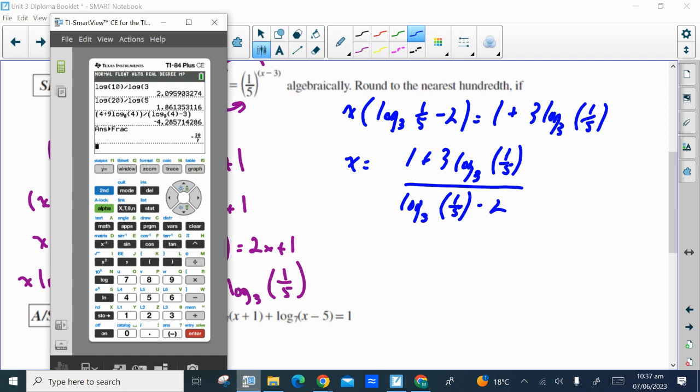So this does ask us to round to the nearest hundredth. So 1 plus 3 log base 3 of 1/5, 1 divided by 5. So there's the numerator in brackets divided by the denominator, which I also need to put in brackets. Log base 3 of 1/5 minus 2. So to the nearest hundredth, it'll be 0.98.